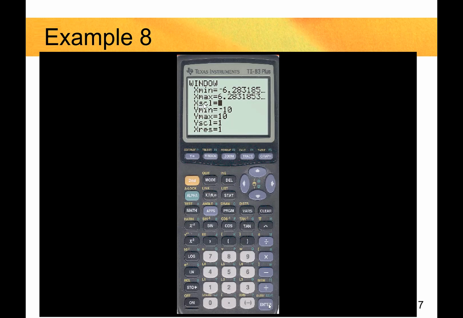Then talk about the x scale. This is where you have those little tick marks. So if I'm going from -2 pi to +2 pi, I'm going to make my tick marks pi over 4. So again, going to that pi key, divided by 4 would give me what I want.